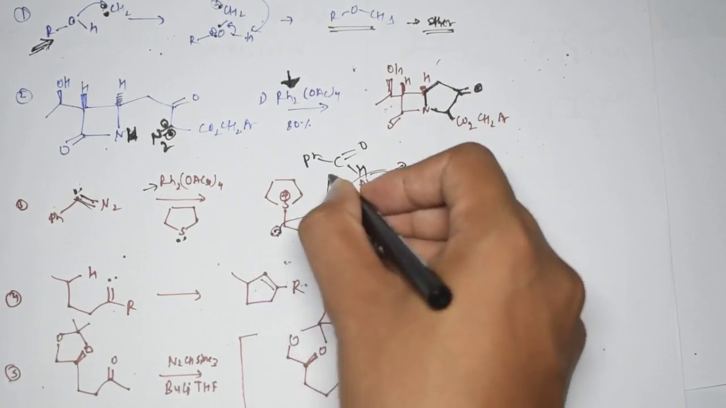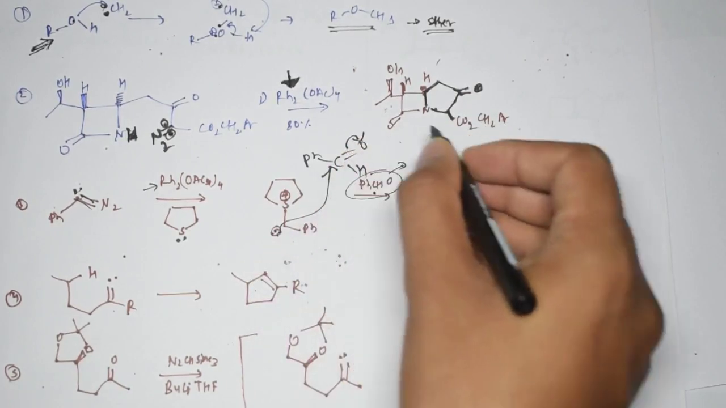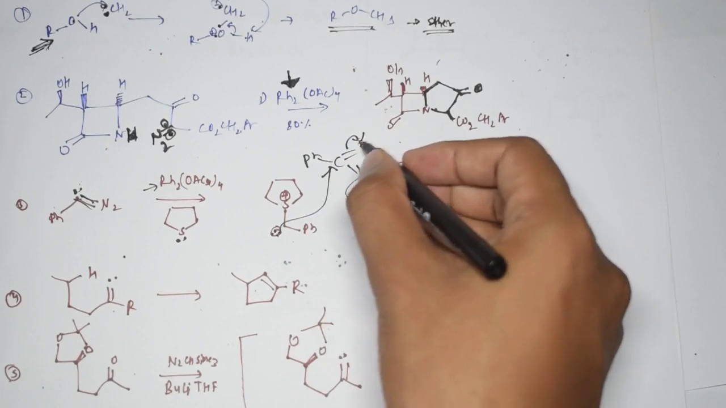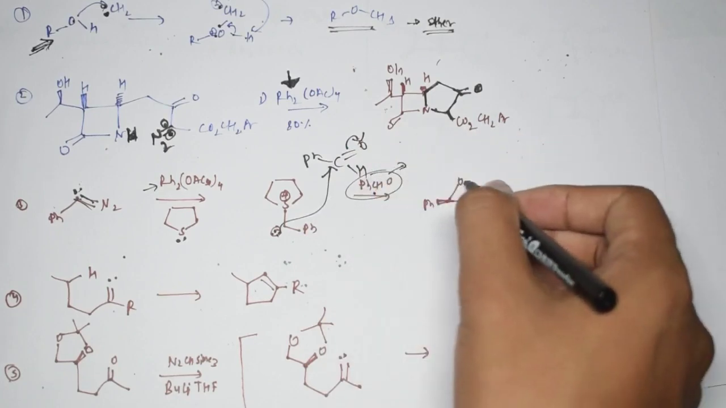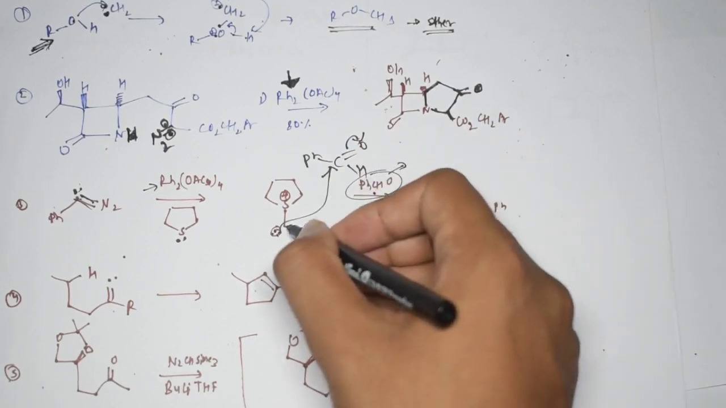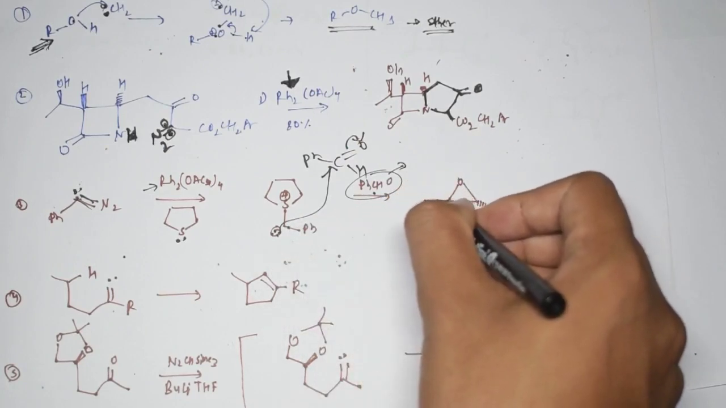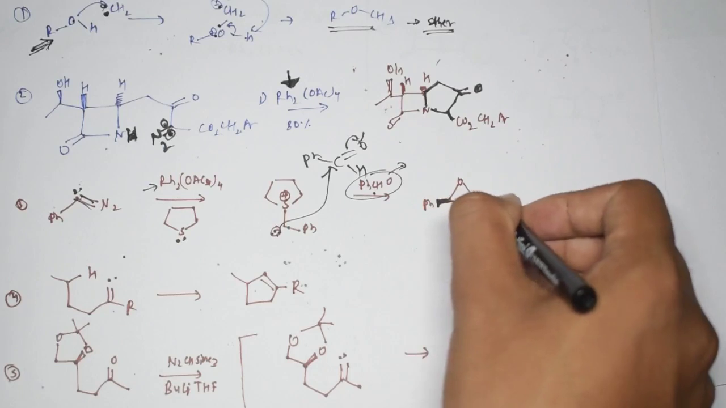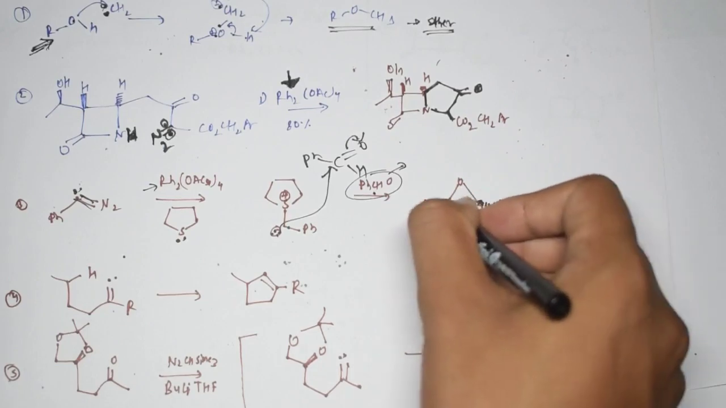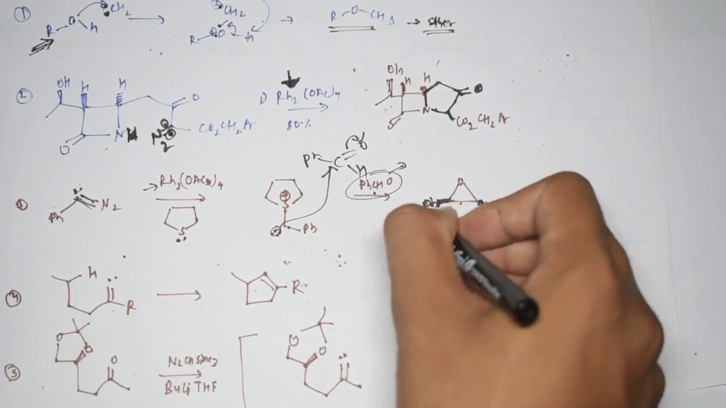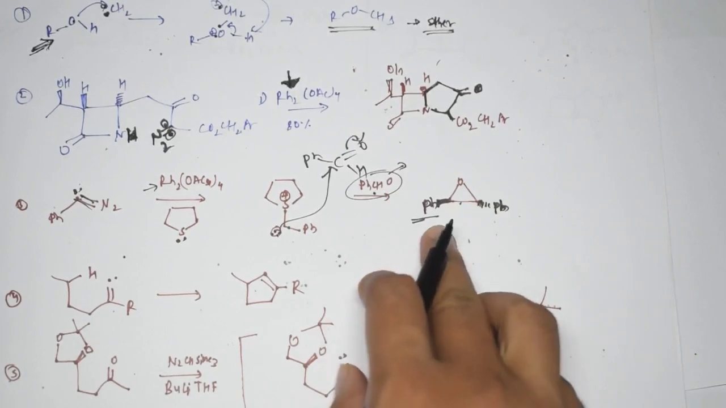attacking this carbonyl, right? So this negative charge will attack the carbonyl, and after this, this oxygen which you can see over here will again combine with this Ph. So we will have something like this formed, with one phenyl above the plane and one phenyl below the plane, right? So this is one example.